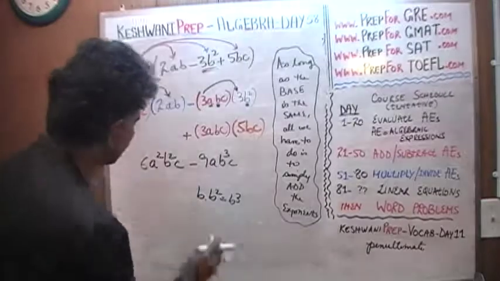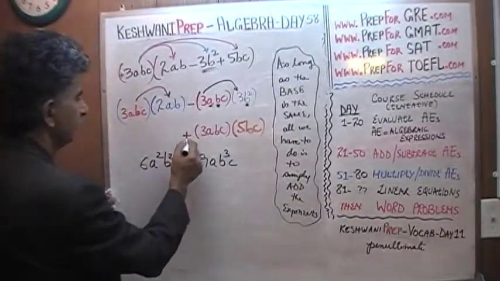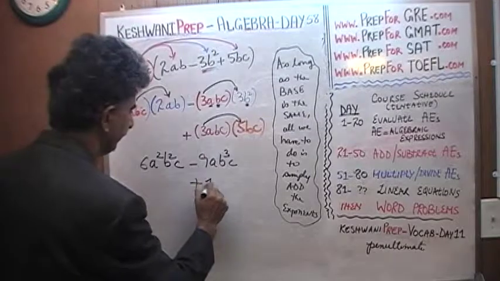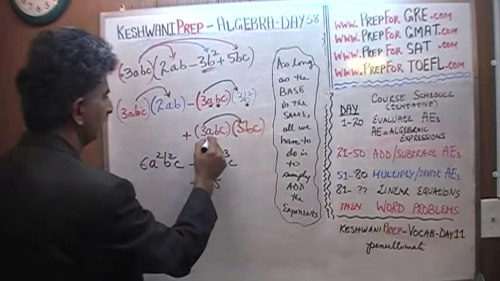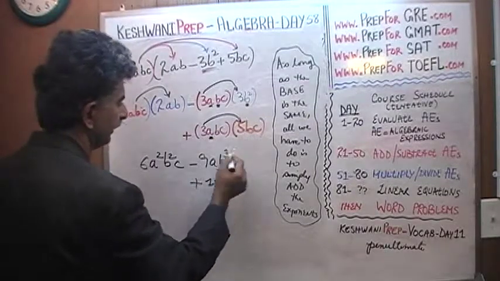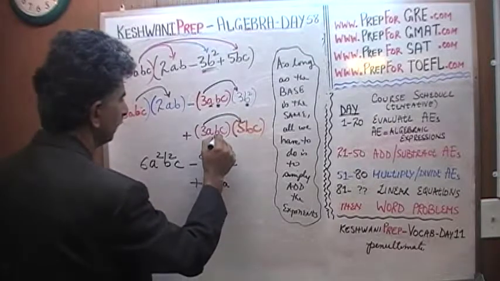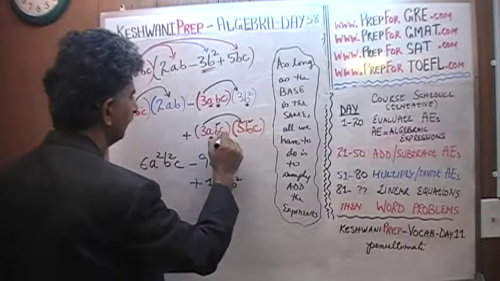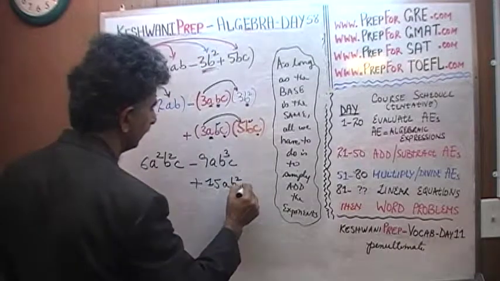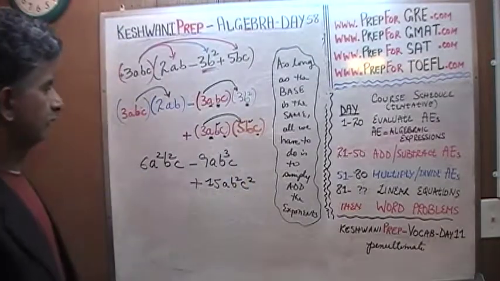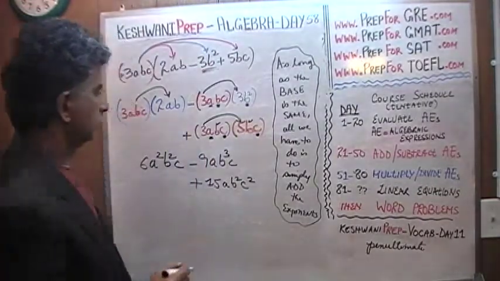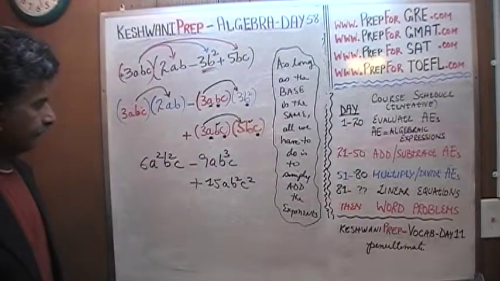Let's go to the last term, which is plus 3 times 5, which is 15. There's an A here, but there is no A here, so it's just A. B times B is B squared, and C times C is C squared. There we go. That's it. That's your answer.